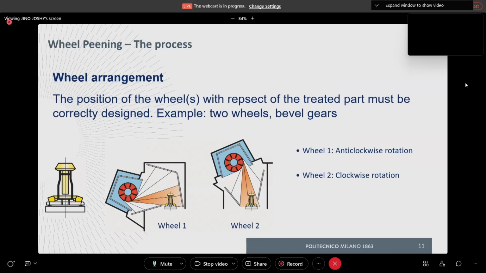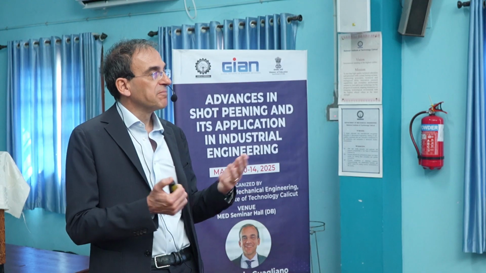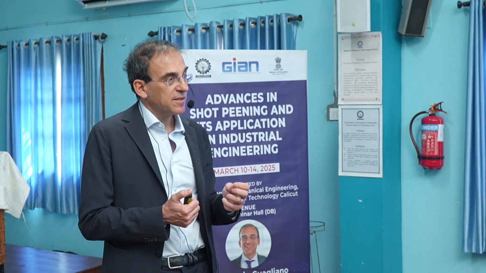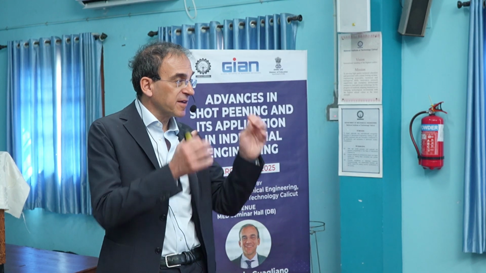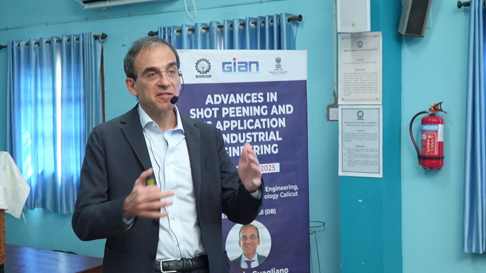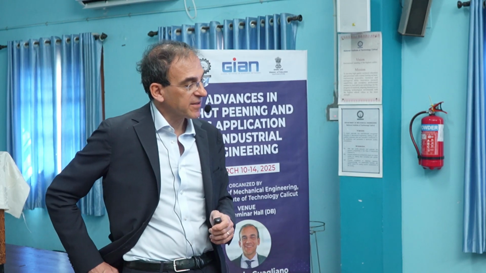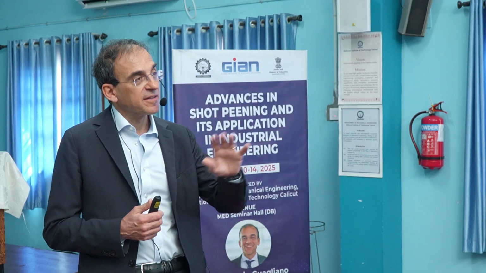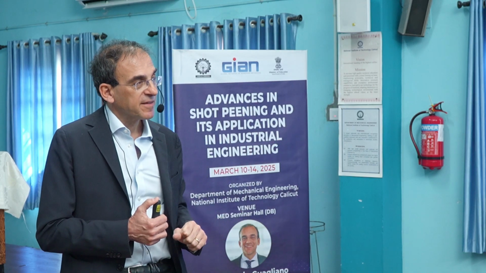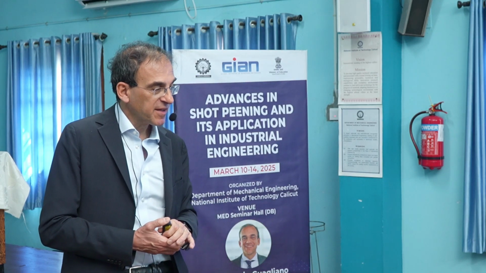And then the wheel arrangement. This is very important for this kind of treatment. Why? Because it's clear that in wheel peening we are not able to control the position very accurately. Okay, because the projection is spread, there is the Gaussian, and so the arrangement of the part to be treated is quite important to concentrate the impact with the right parameters in the central part of the Gaussian pressure distribution.